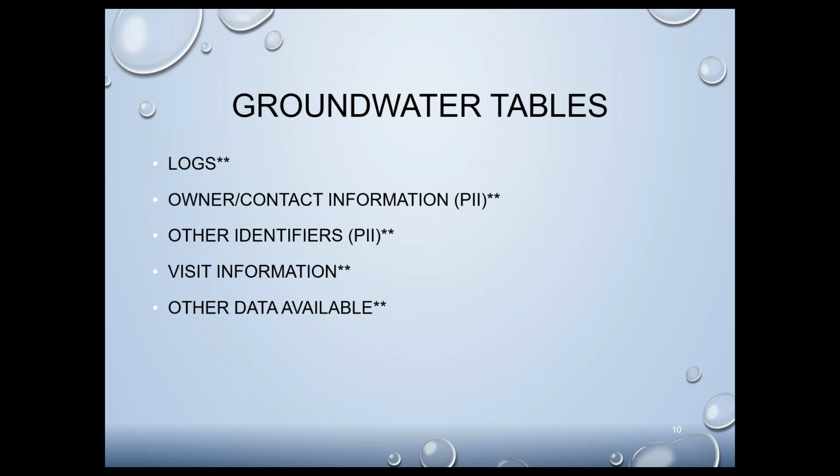And again, the owner contact information, other identifiers, visit information, and other data available. Other data available is a very generic field, and it has a lot of various things in it. So it's not served to the public because it's not really a table that's used very well.